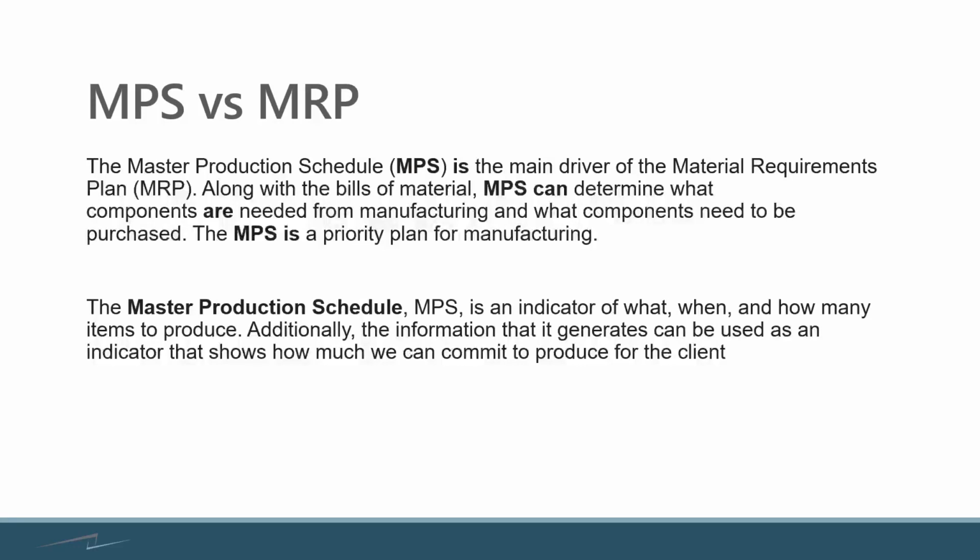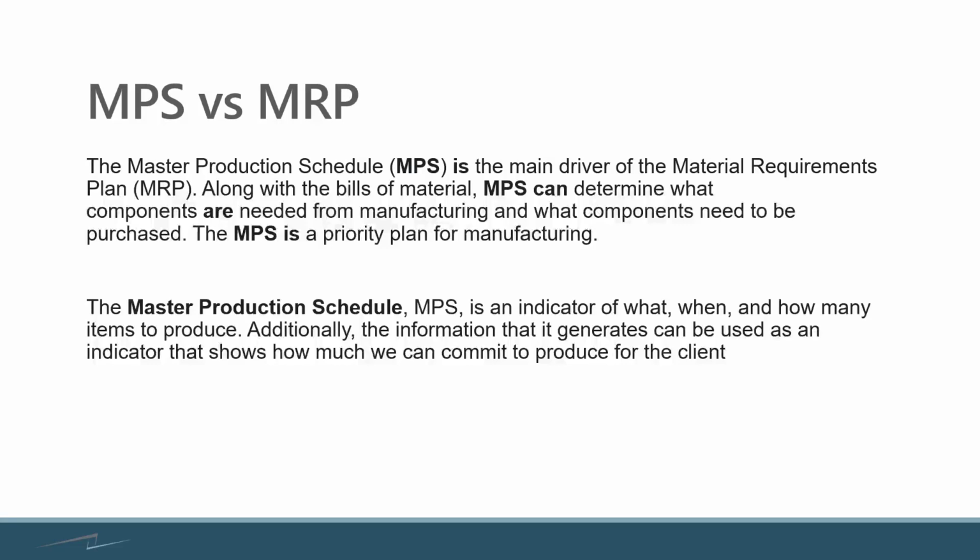So your master production schedule is the driver behind your MRP. We take bills of material, and MPS will determine what components are needed for manufacturing, what we need to buy. Your MPS typically is your priority plan for manufacturing. It's an indicator of what we are going to produce no matter what.